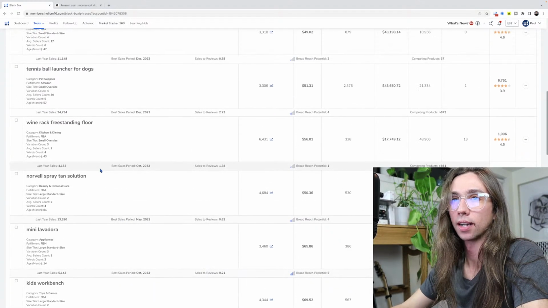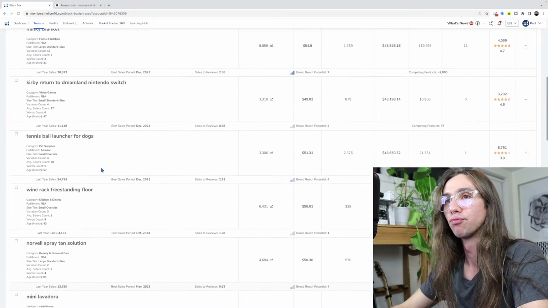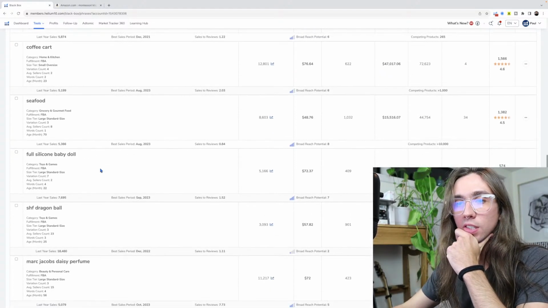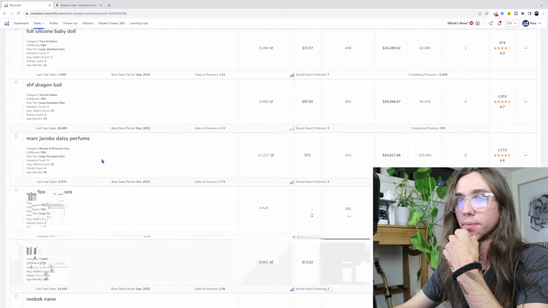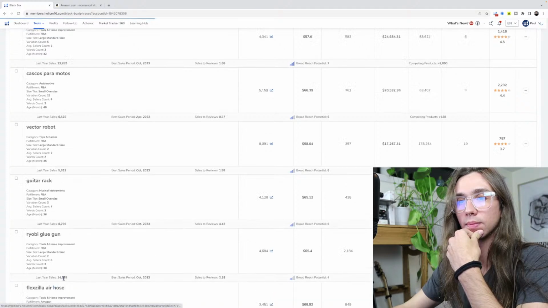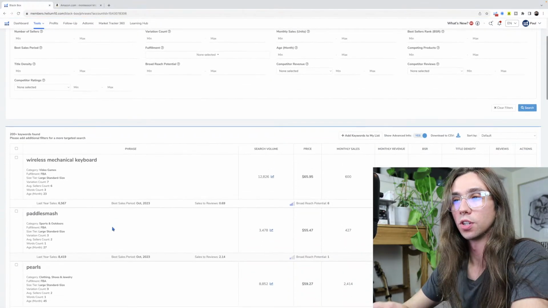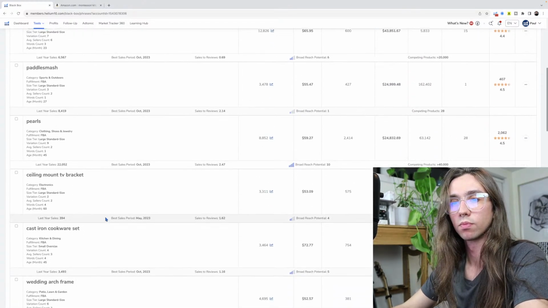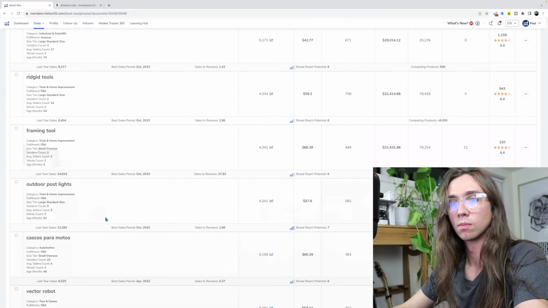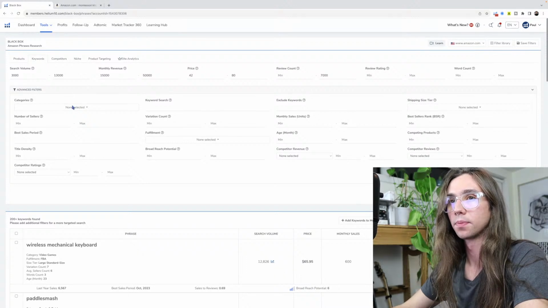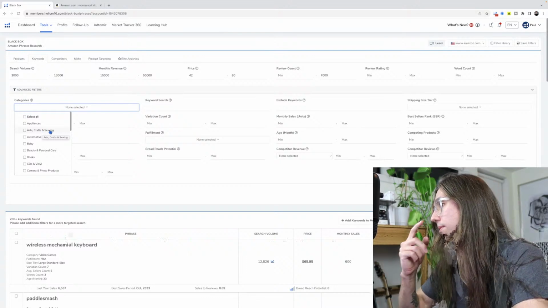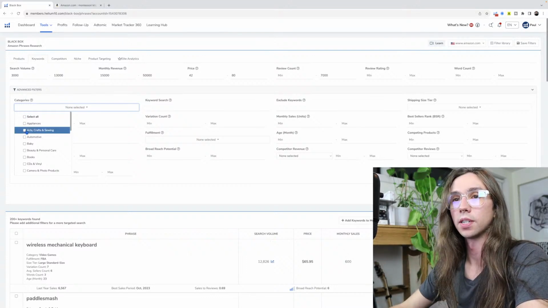Wine rack. No. Seafood's pretty broad. I feel like if you're looking for seafood, you should know which seafood you're looking for. I need a category change. Oh, I didn't select any this past time we changed the filters. So that would explain a little.